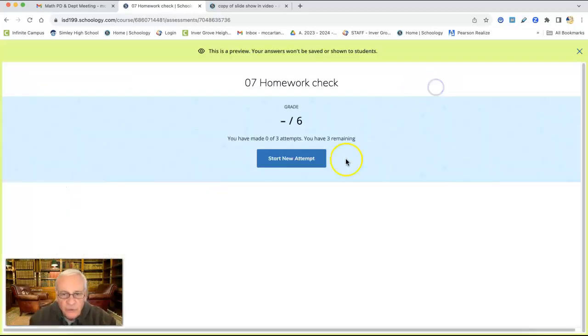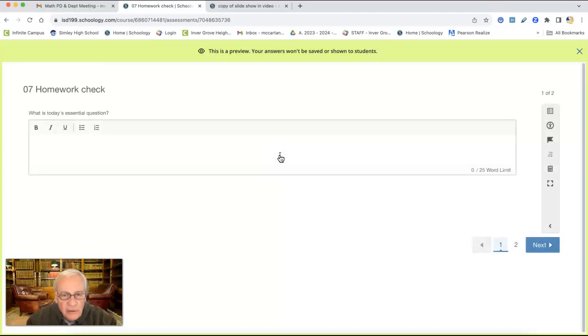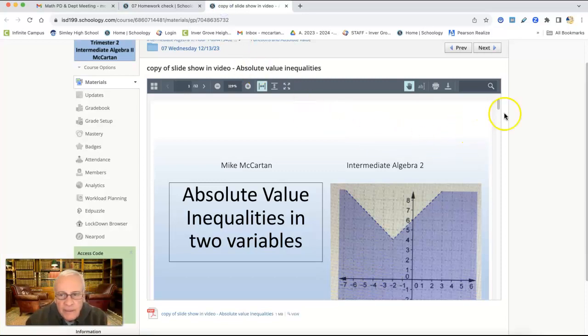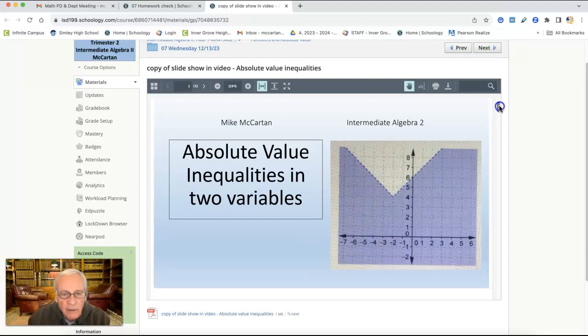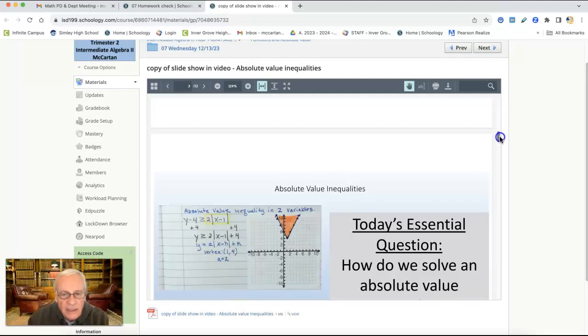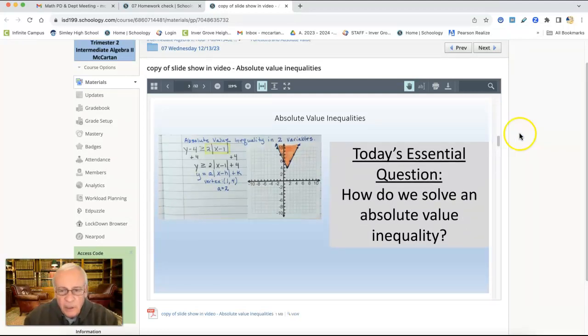Going to start with the essential question of the day, as always. It's in the slideshow. Guys, I have to do this in 10 minutes, so I have to hurry up, okay? Again, it's in the third slide. You can stop this video anytime you want. All right, first slide, second slide, third slide, right there. How do we solve an absolute value inequality? Go ahead and type it in there. It's worth 3 points.